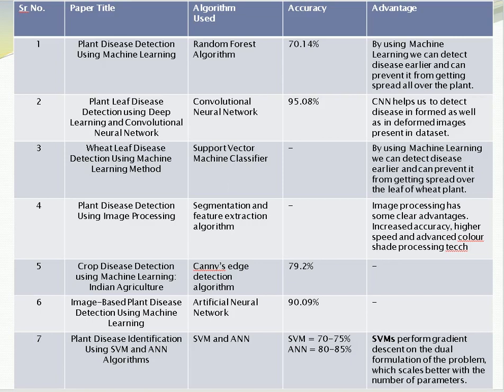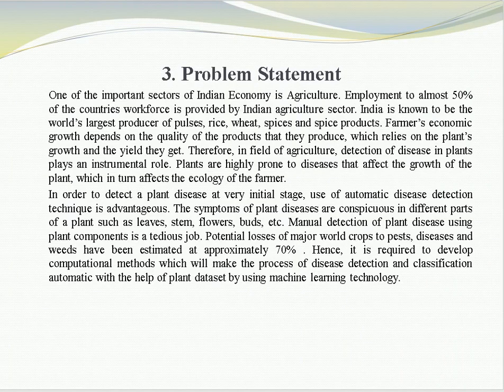Next is the paper in which they had used image processing using algorithm segmentation feature extraction. Next paper they had used Canny's edge detection algorithm giving an accuracy of 79.2%. The experimental results indicate that both the approaches can support detection and classification of the disease on the leaf. The level of accuracy in classification of the leaves by multi-class SVM was 83.6%, whereas it was 93.8% when the leaves were classified using CNN. Hence, we are going through the CNN algorithm. Next comes the problem statement.